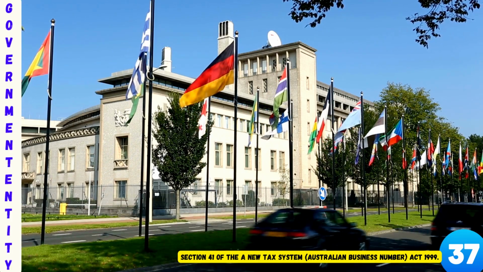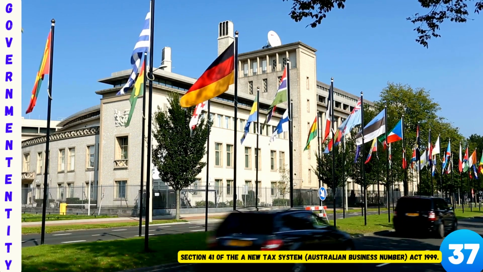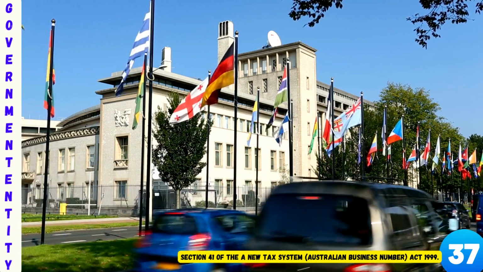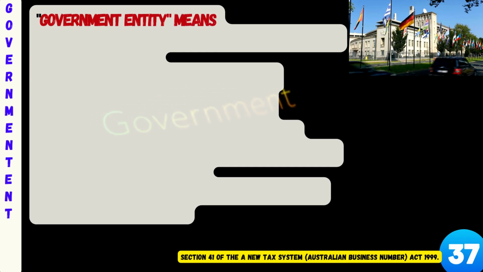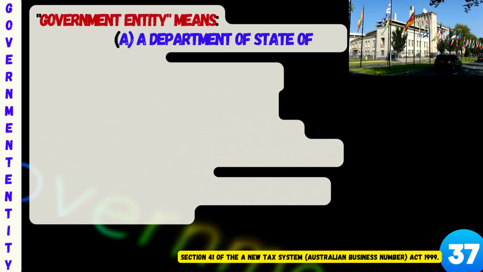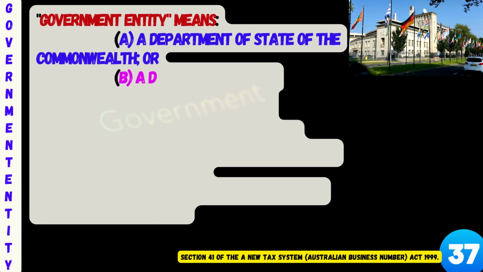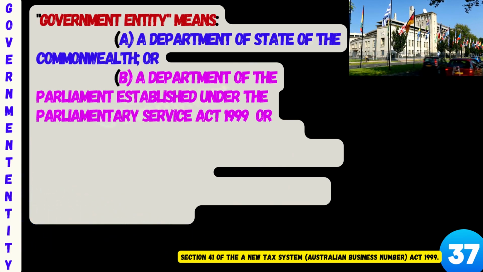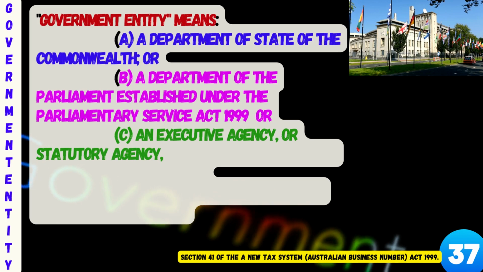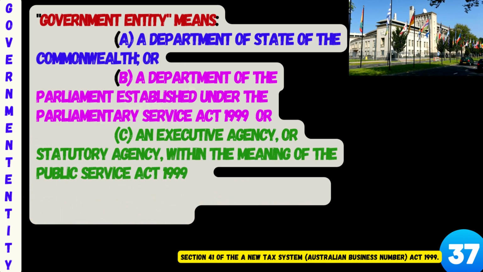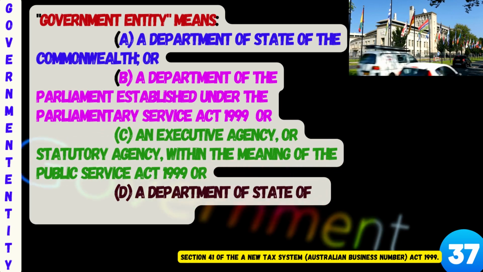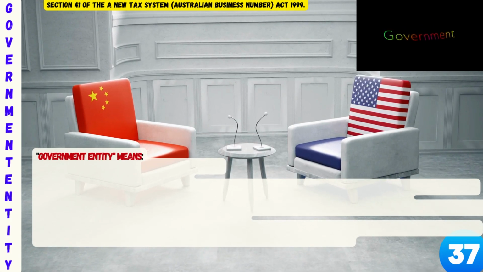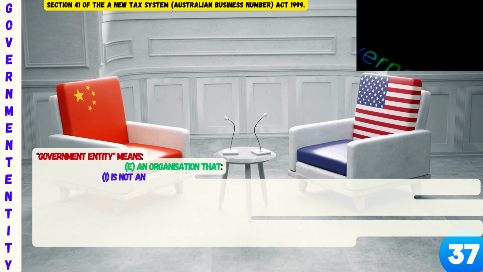Word number 34. Government entity has the meaning given by Section 41 of the A New Tax System (Australian Business Number) Act 1999. Government entity means: A. A department of state of the Commonwealth, or B. A department of the Parliament established under the Parliamentary Service Act 1999, or C. An executive agency, or statutory agency, within the meaning of the Public Service Act 1999, or D. A department of state of a state or territory, or E. An organization that: 1. Is not an entity, and 2.